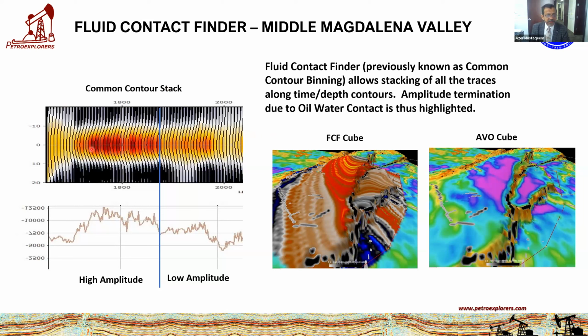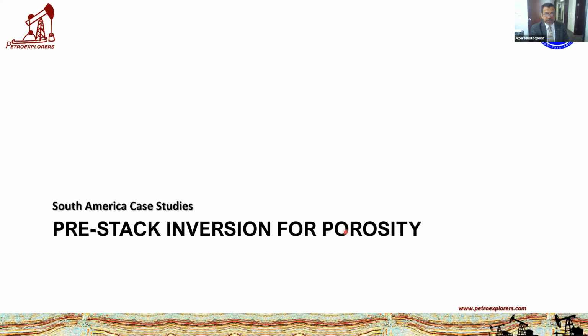So by stacking along the contour lines, you are trying to stack on a structure and see if there is a definite change in amplitude. And that's what we see in the case of one of the fields in the Middle Magdalena Valley. You see a certain change, and it matches with, in this case, an AVO anomaly, showing the truncation as well. So that's coming with the post-stack. So you can double calibrate it back to these things. So again, calibration is important.